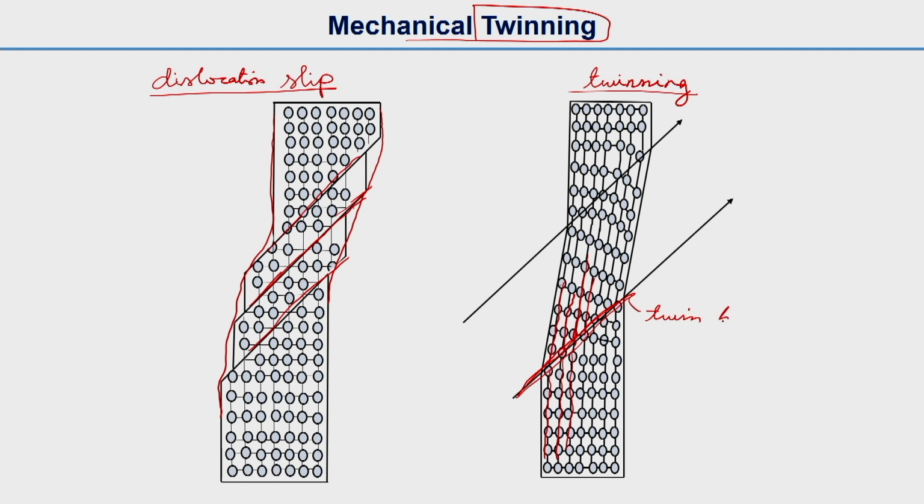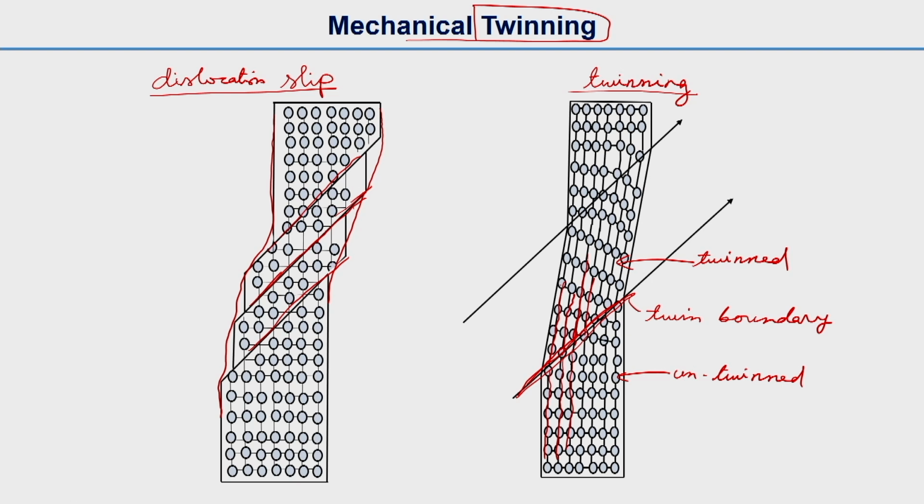So, that means a twin boundary formed in between a twin region. So, this is twinned and this is untwinned, not twinned. So, this happens during plastic deformation.